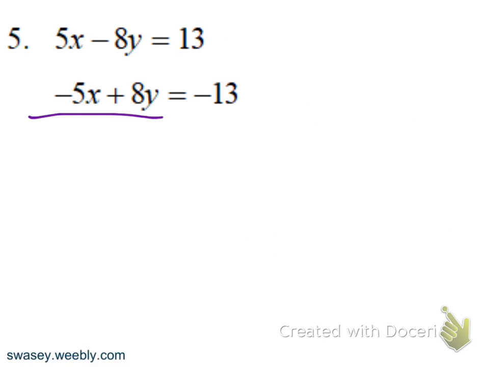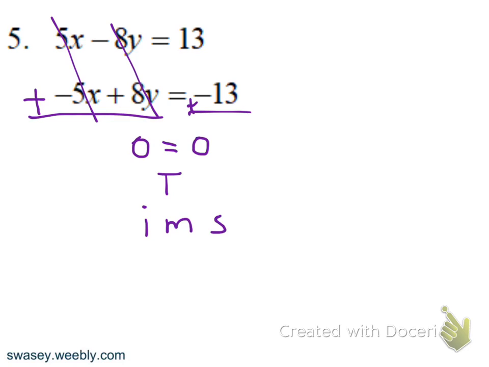Here we also have opposite coefficients, so we're ready to add them together. Your x's are eliminated, your y's are eliminated as well, so we get 0 equal to, and then on the right side, 13 plus negative 13 is 0. 0 equal to 0 is true, so our answer is infinitely many solutions, if you want to abbreviate with IMS. These are coinciding lines. All the points on one line are on the other line.